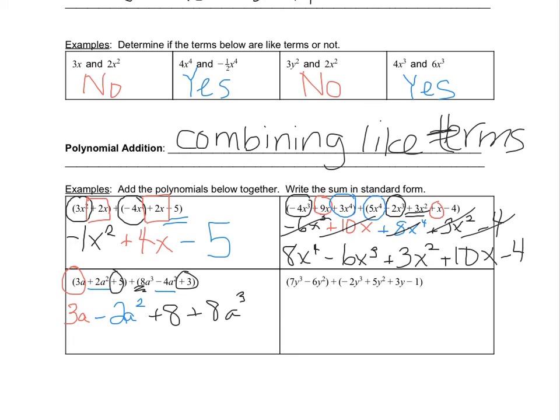And if I write this again, it's not in standard form. My highest exponent is a 3, so I'm going to start with that term. So I have 8a to the third power. Do I have any with an a to the second power? Oh, yes, I do. So I've got minus 2a squared. Notice that I kept the minus with the 2. Then I've got a plus 3a. And then last but not least, plus 8.